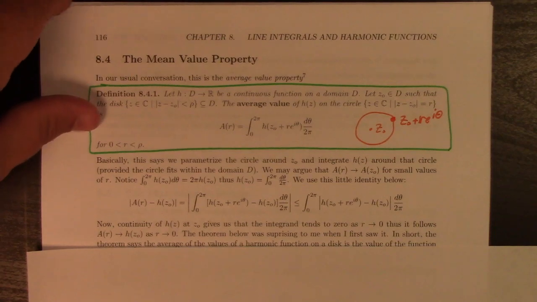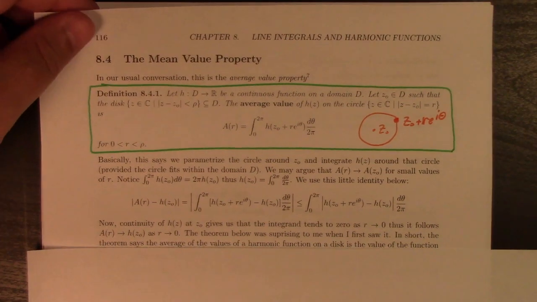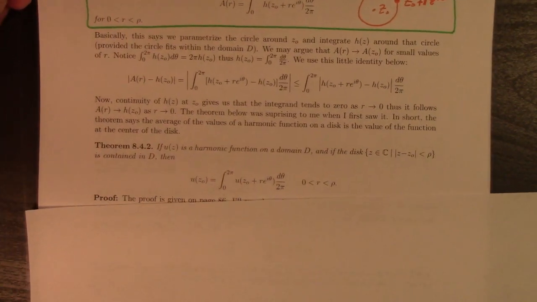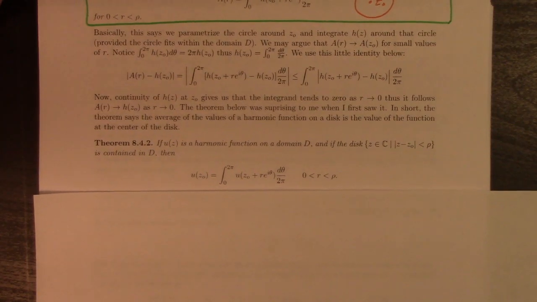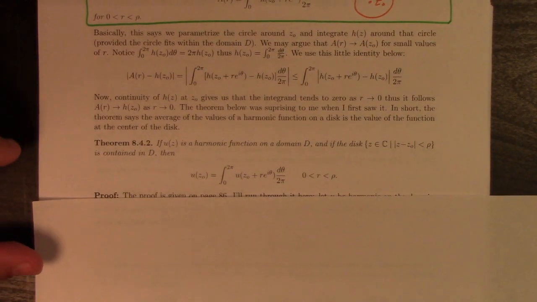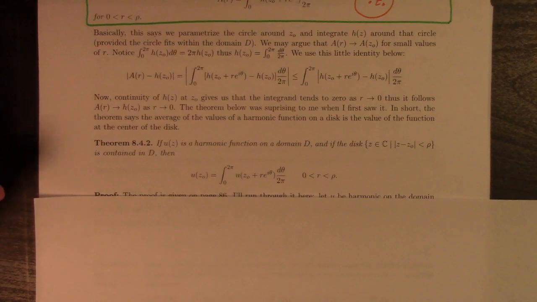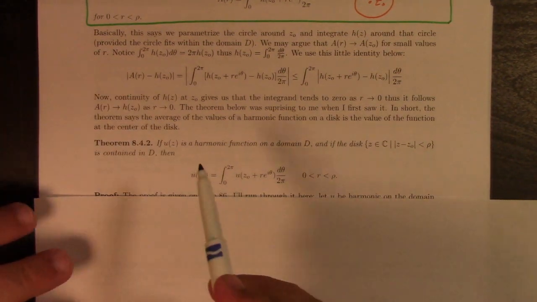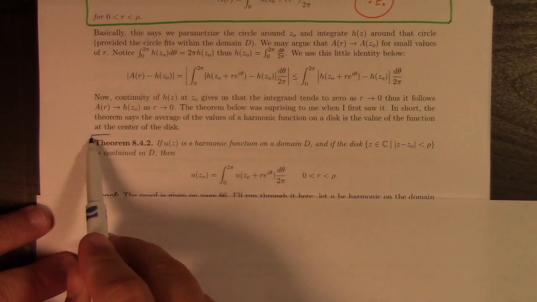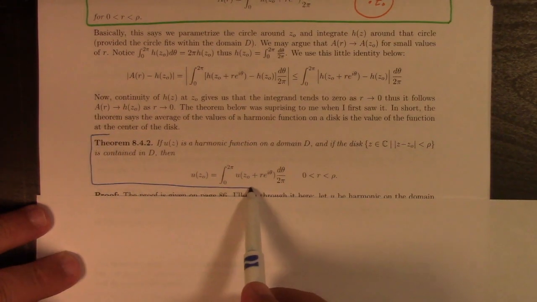And this brings us to the following theorem, which says that the average of the values of a harmonic function on a disk is the value of the function at the center of the disk. So here it is. Remember what harmonic means. Harmonic means that it solves Laplace's equation, right? And here it is.